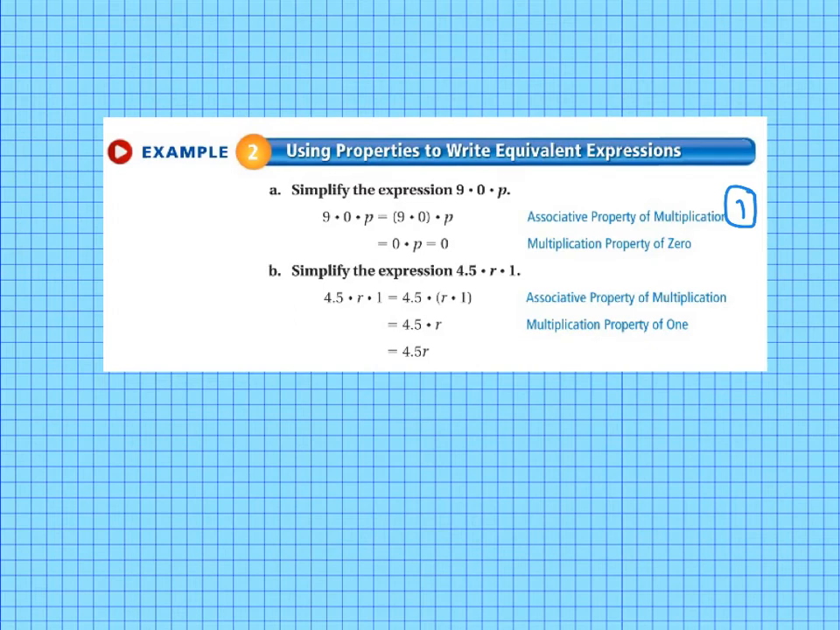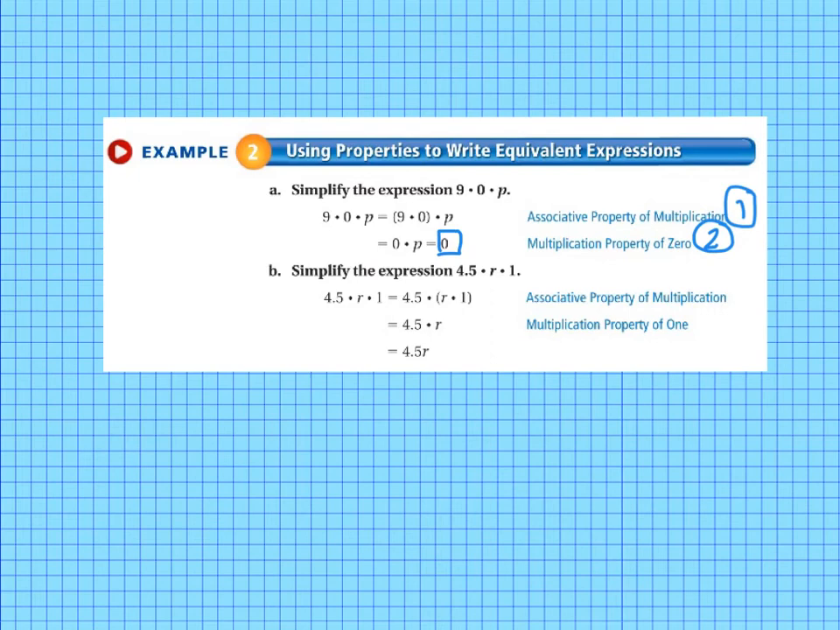And then the 0 times the p. So when we multiply the 9 times the 0, we get 0, because that's what happens when we multiply by 0. And then we multiply the 0 times the p, and we still get 0. A quick trick on that one: anytime you're multiplying a string of numbers, if you see 0 in it anywhere, you know that your result is going to be 0.